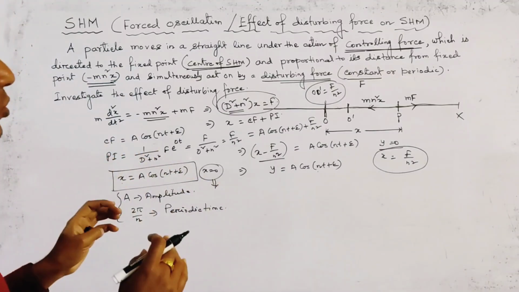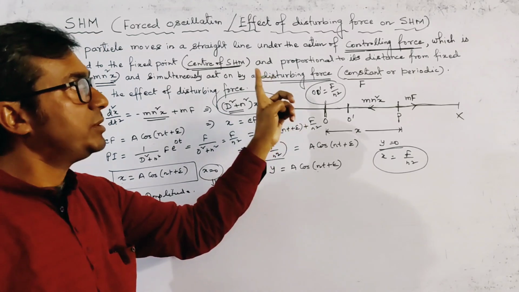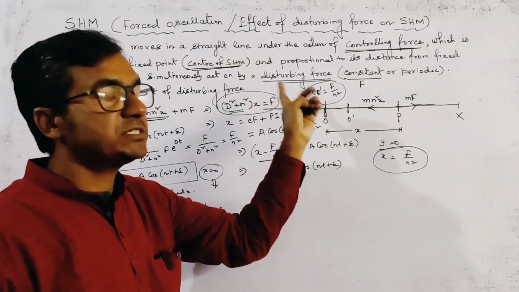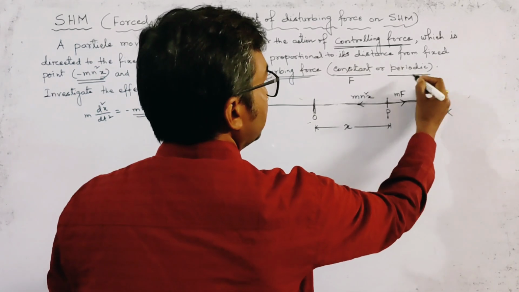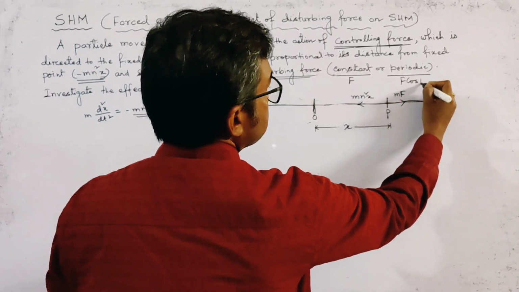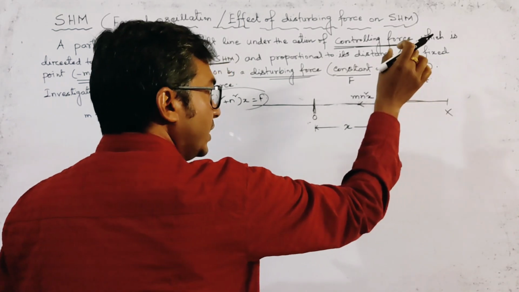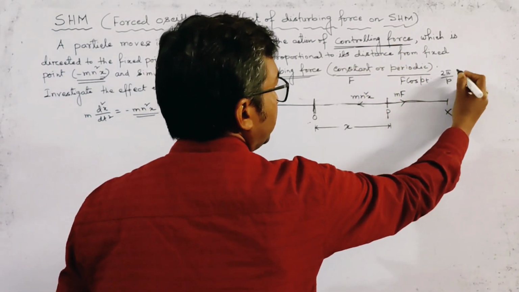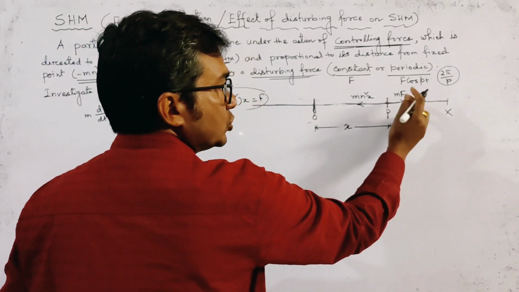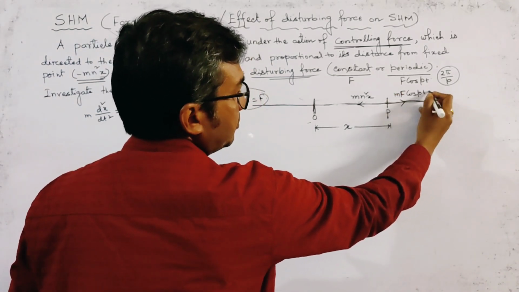Now we discuss the effect of the disturbing force when this disturbing force is periodic. Let it be F cos pt, that is, the period of the disturbing force is 2 pi by p here, and so mF changes to mF cos pt.